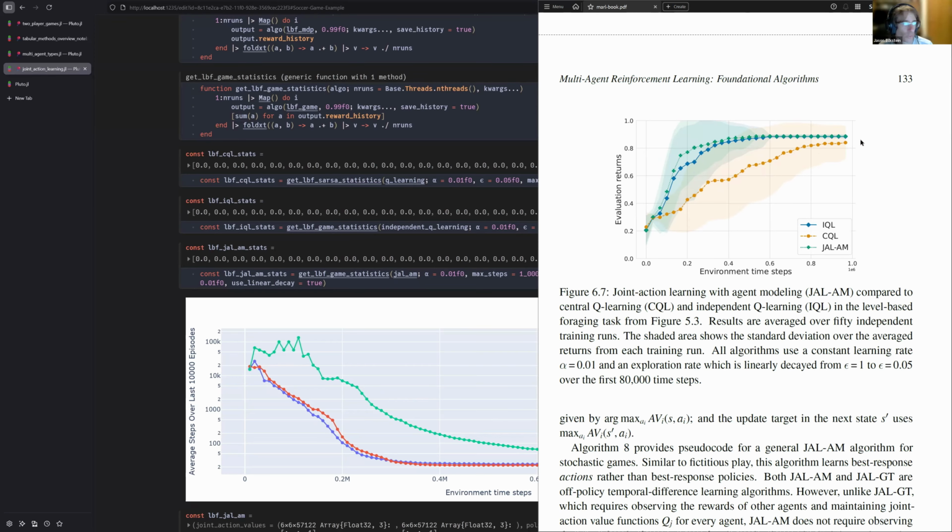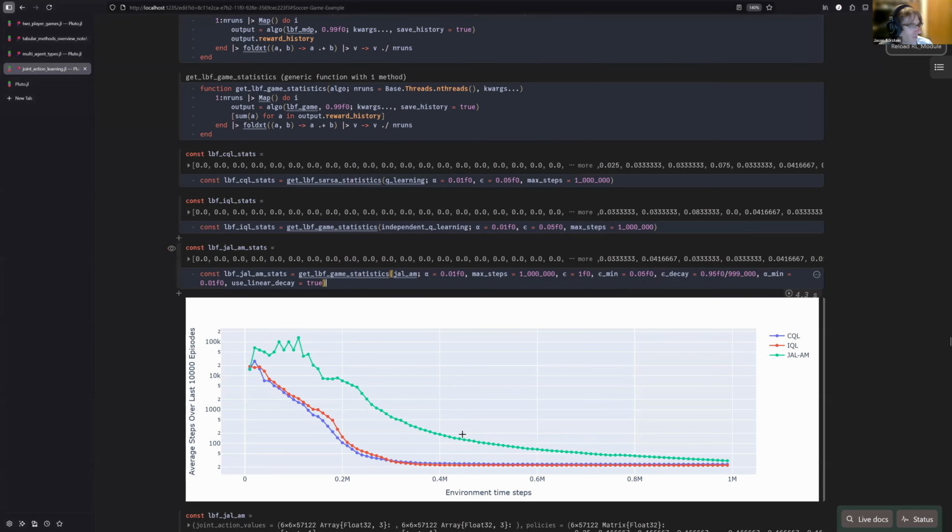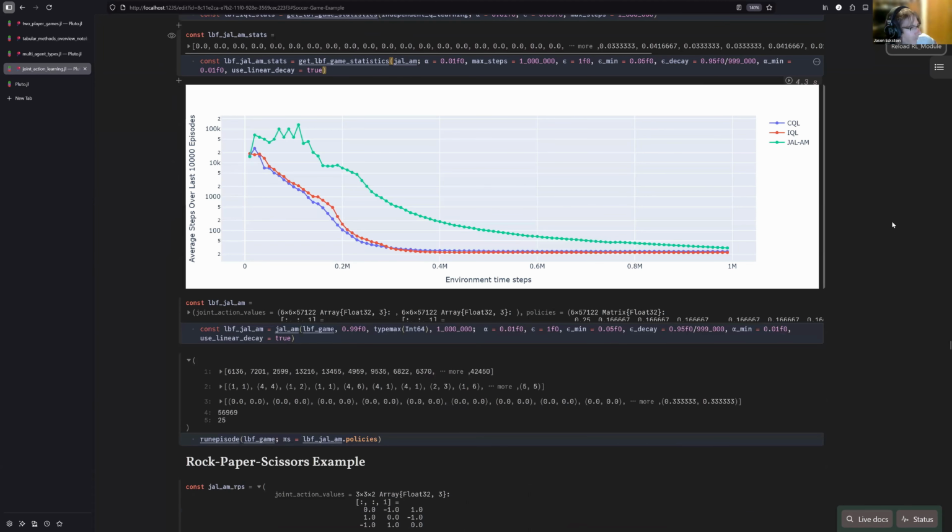They show central Q-learning consistently performing worse than the others. I didn't find that when I tested this out, where the central Q-learning actually did fine the way I did it, but who knows? Conceptually, all of these should work to some extent for the level-based foraging game.